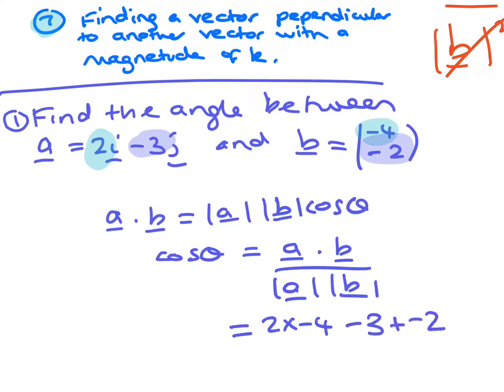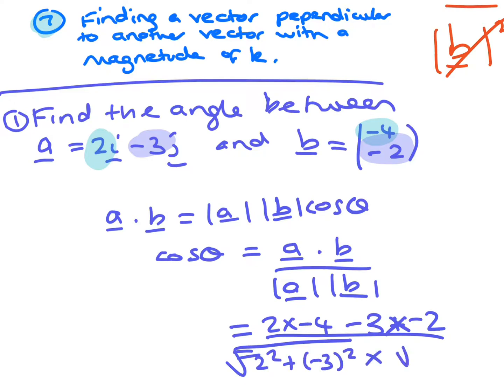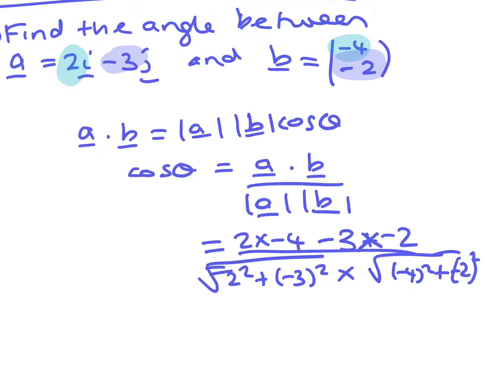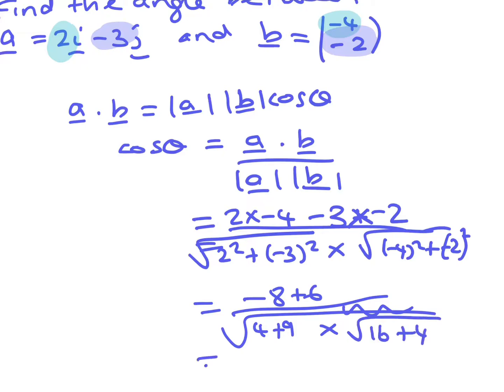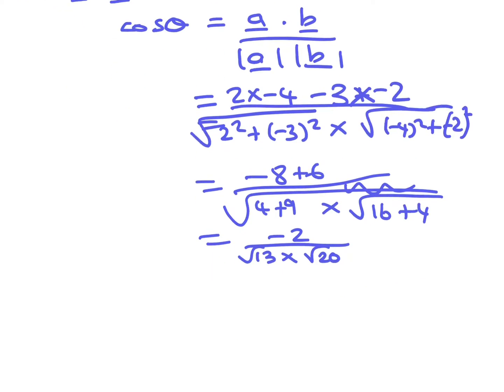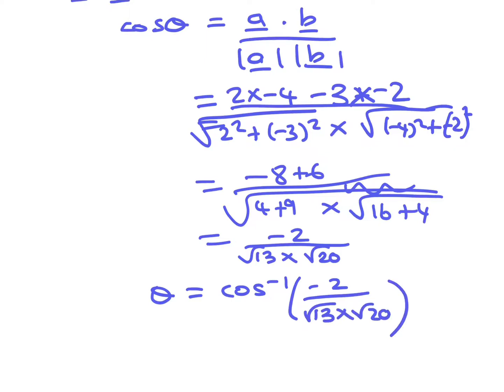Minus 3 times minus 2. Okay, and that is all over mod A. Mod A is the square root of 2 squared plus minus 3 squared. And mod B is the square root of minus 4 squared plus minus 2 squared. Okay, this is minus 8 plus 6 over the square root of 4 plus 9 times the square root of 16 plus 4. So it's minus 2 on root 13 times root 20. To get theta, we just go shift cos to the minus 1 of minus 2 on root 13 times root 20. You just got to chuck that in your calculator.